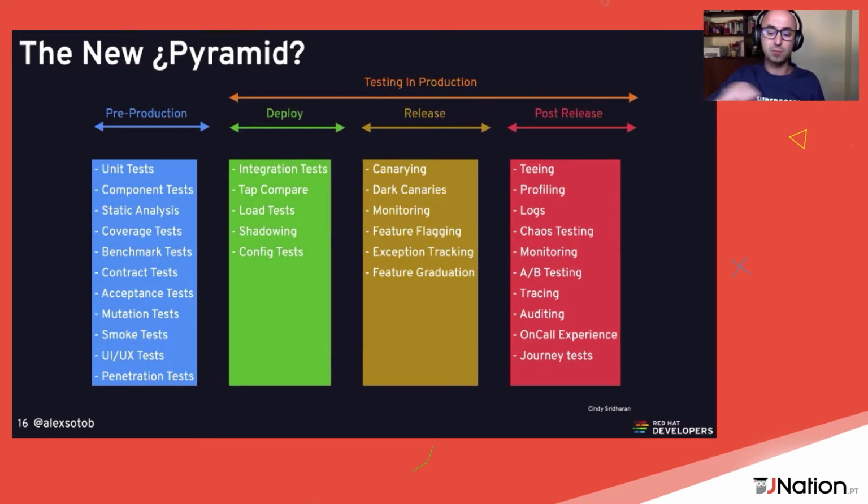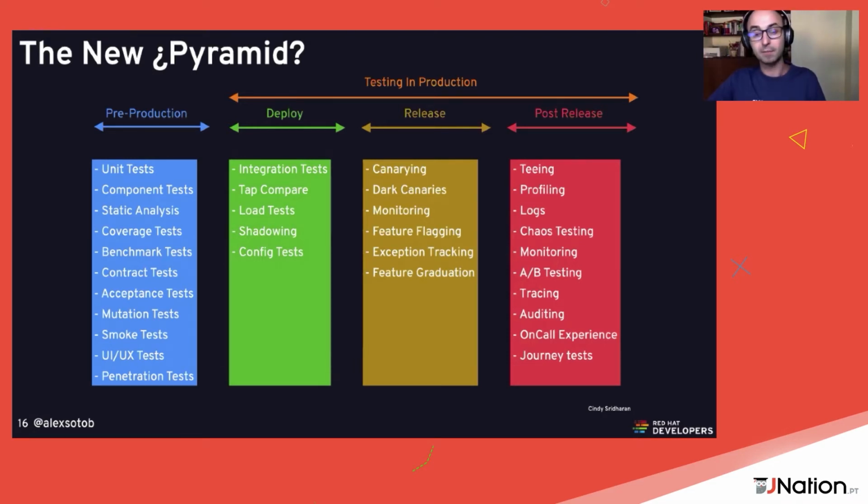So when we deploy the service to production, we said, okay, now testing is over, and I'm going to start testing the next version of the service. But now with microservices and testing in production, testing is also happening after the release. This is called the post-release phase, where you can think of things like chain profiling, logs, chaos testing or chaos engineering. That is what we are going to talk about today.